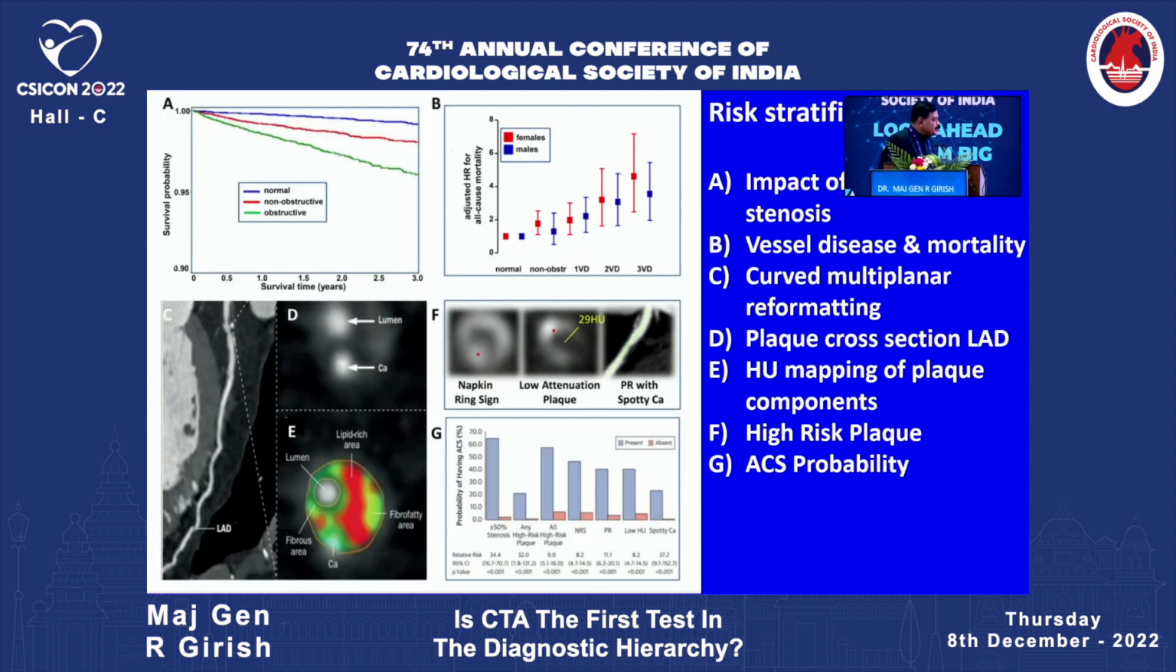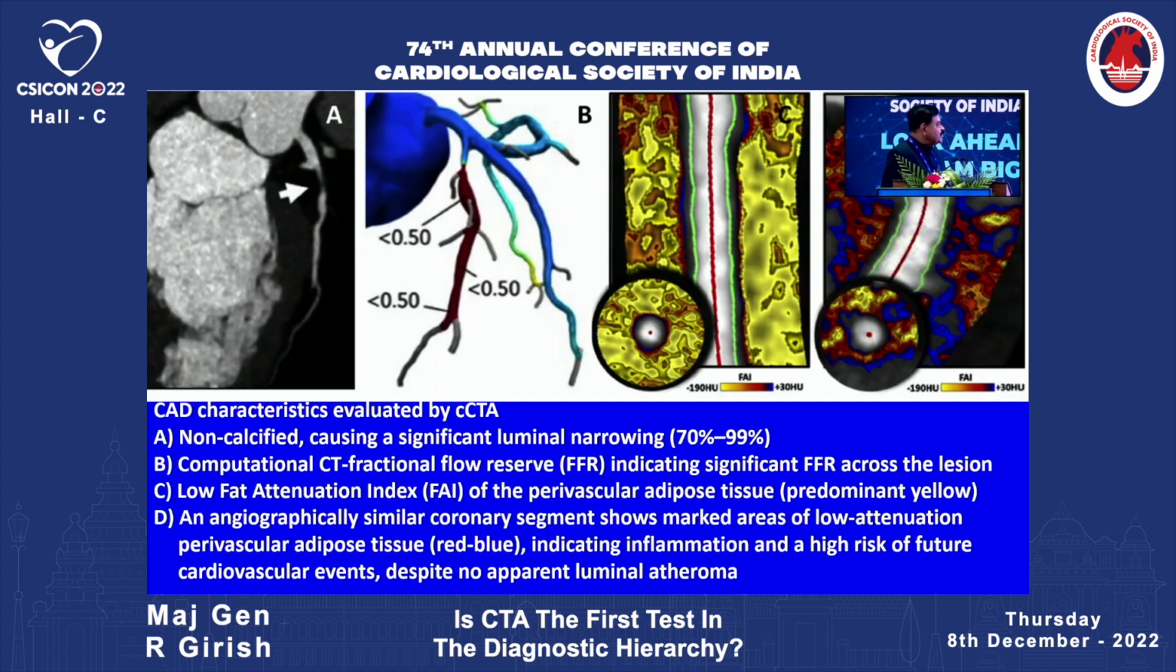Risk stratification is possible by CTA based on the degree of stenosis, the number of vessels involved, the plaque characteristics, and it is also possible to predict the probability of having ACS based on these features. Fat attenuation index is something new.